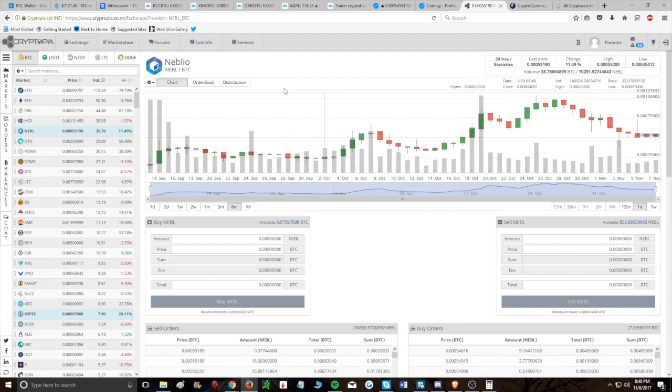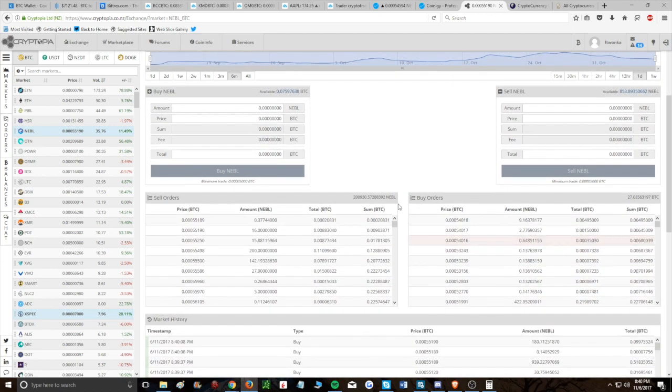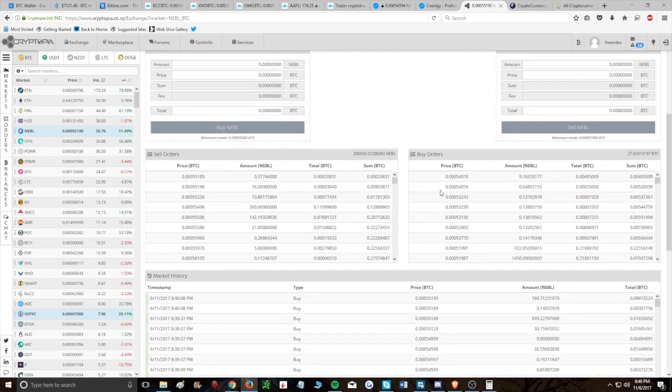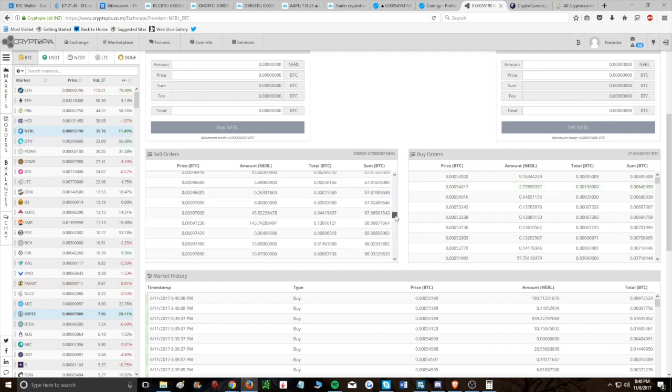So Cryptopia is overall not my favorite exchange. This is actually the least favorite of the ones I use, just because the charts are not very readable. The order book and the chart are on opposite sides of the page, so it can be confusing, but I like being able to scroll down and see where other people's orders are on here.